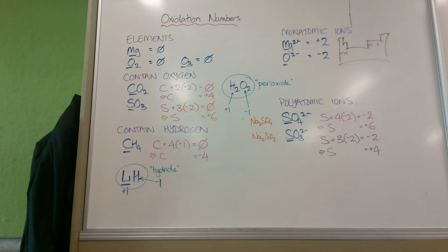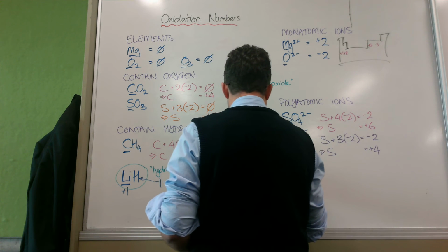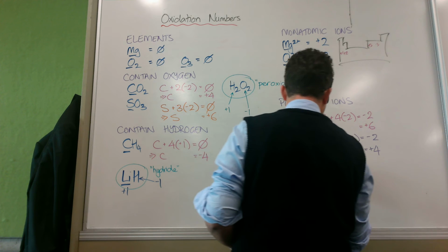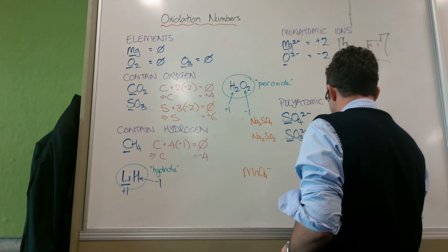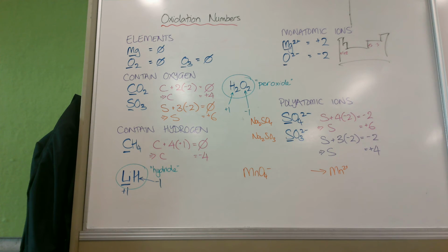Now I'm going to go back to one that we looked at in our balancing equations video, where permanganate turned into manganese 2+. We know it's reduction if we complete the half equation. But actually, I'm not going to do it. I'm not going to complete the half equation at all. I'm going to apply these rules to try to work it out.